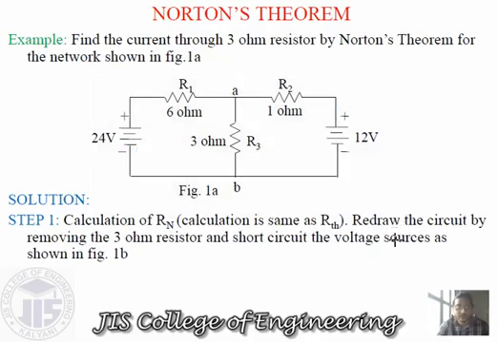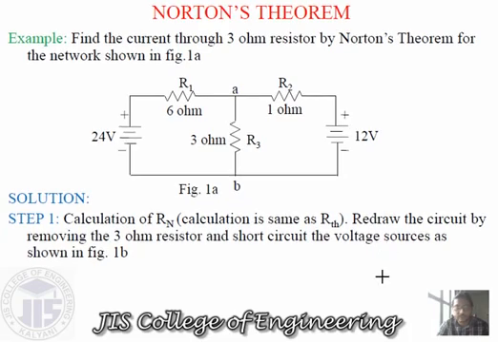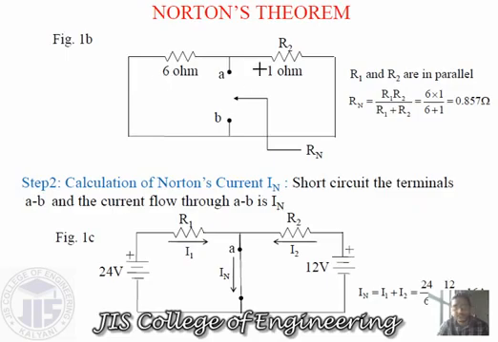To find this RT, to find this Rn, we can simply go to the next portion, which is this type of circuit. It means we have removed the load resistance, and we have replaced the sources by their internal equivalent resistance, and we are going to look from this load side. If we look from this load side, the equivalent resistance is nothing but a 6 ohm and 1 ohm, which are parallel to each other.